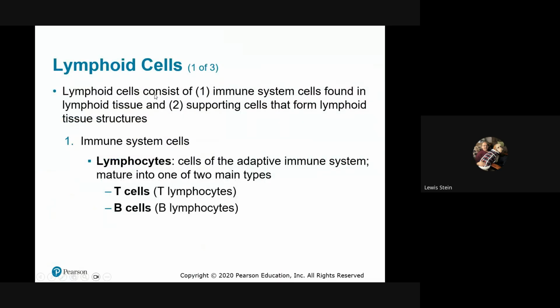So the cells themselves are lymphocytes. This is a little introduction. Okay. So that's going to my wife and I.